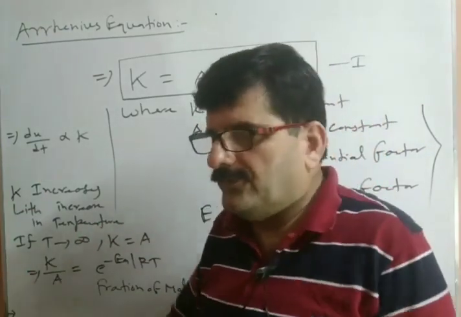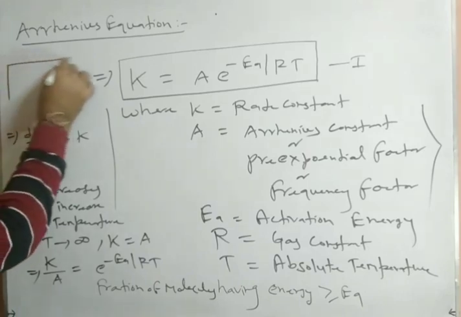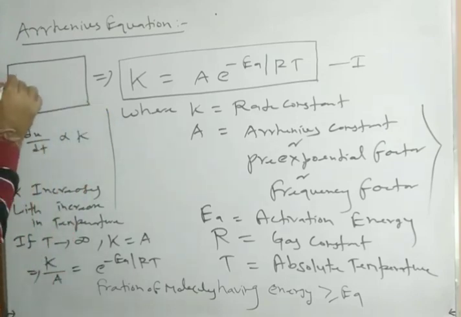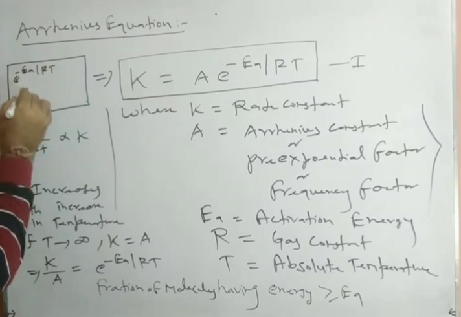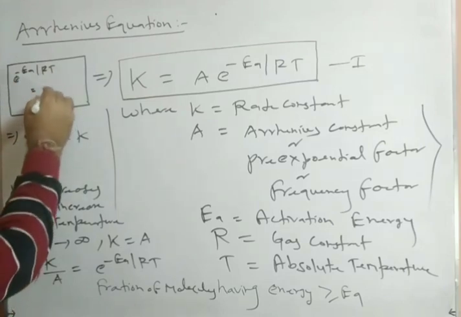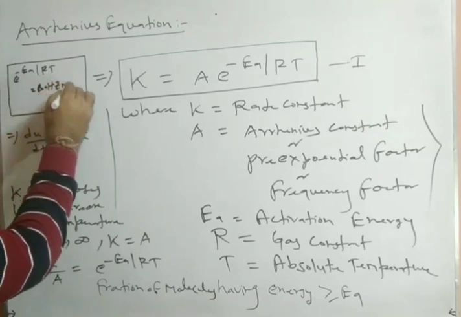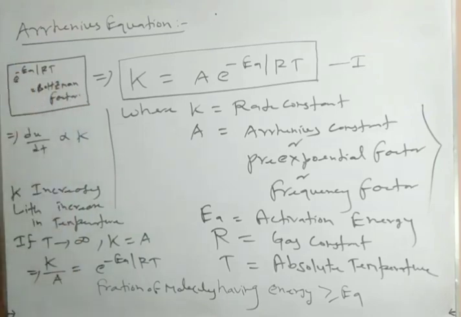According to the concept of physics, e^(-Ea/RT) is also known as the Boltzmann factor.